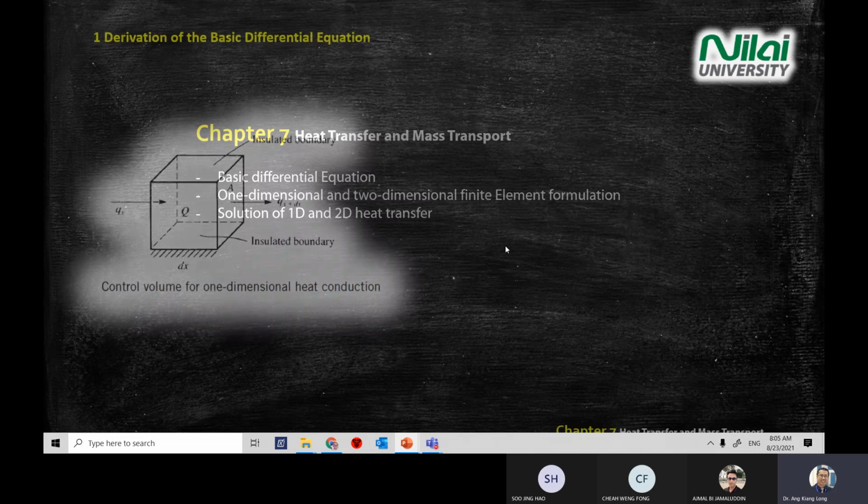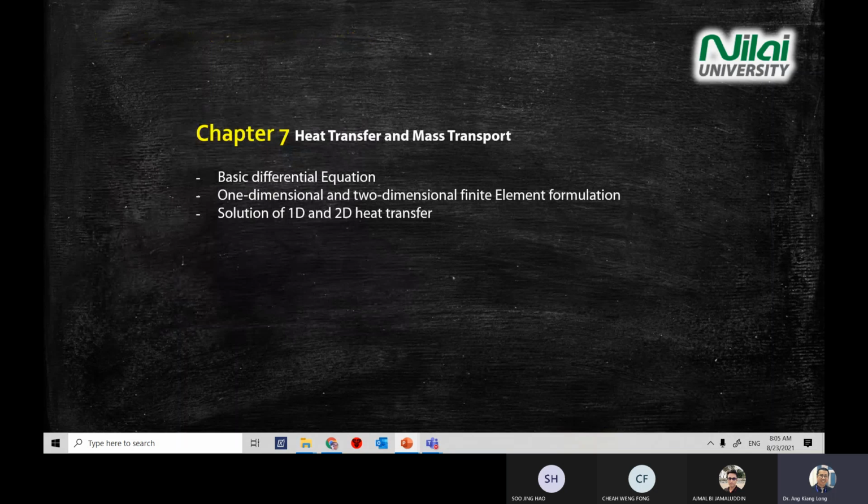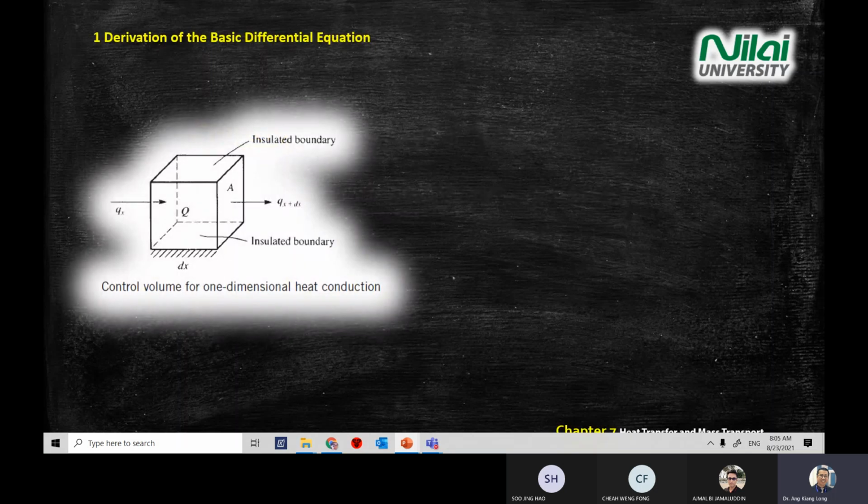Okay. All right. Now, when we talk about heat transfer, we will look at the derivation of the equation first. So when we talk about heat transfer, bear in mind that we are talking about energy. If you look at the screen, you have a picture on the left-hand side of the screen. You're having a cube.